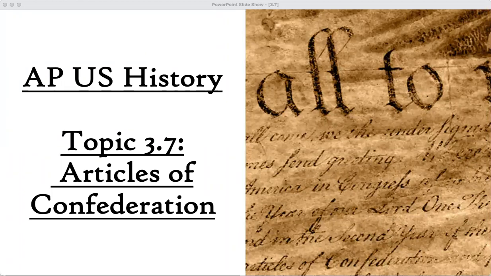Today, we are on topic 3.7 of the AP US History curriculum. That means we are in period 3, which looks at the revolution and the time directly after it. And today, we are going to be learning about the Articles of Confederation.